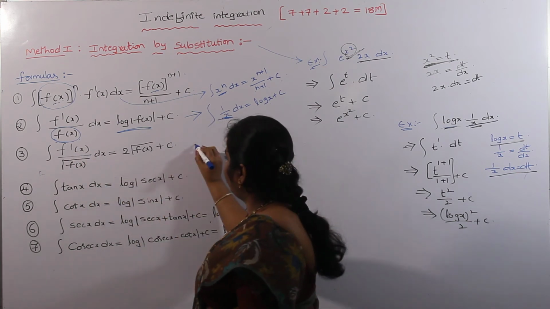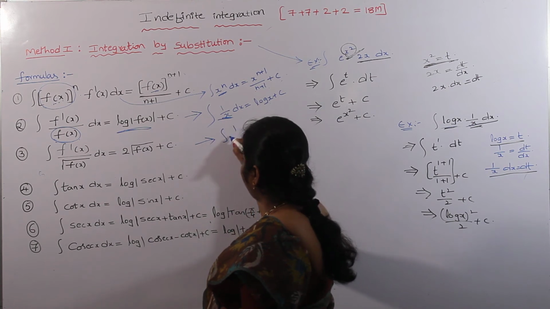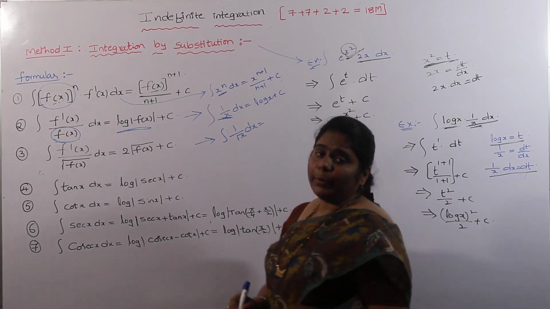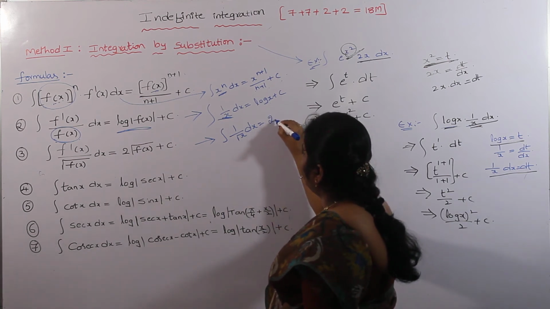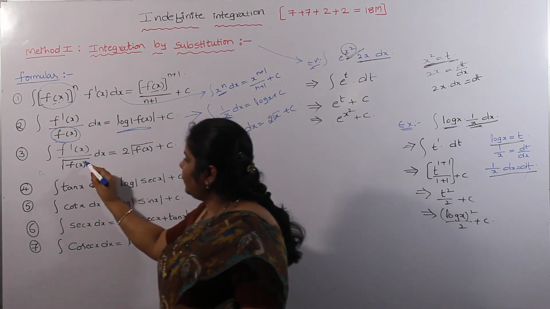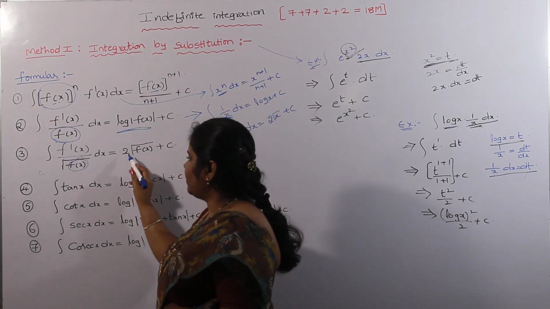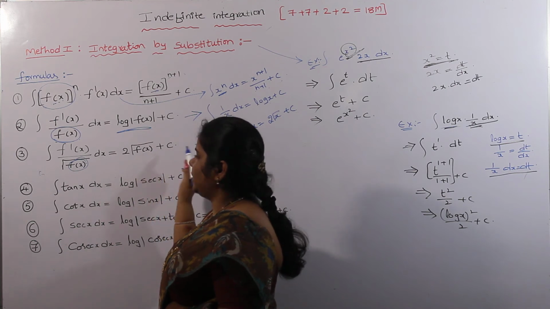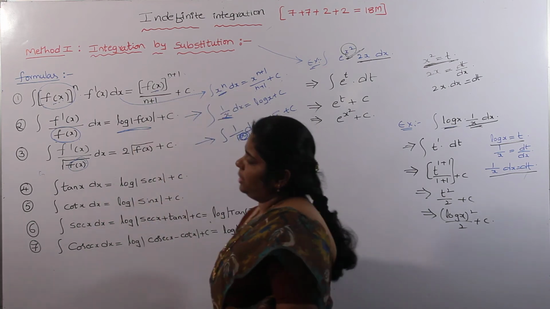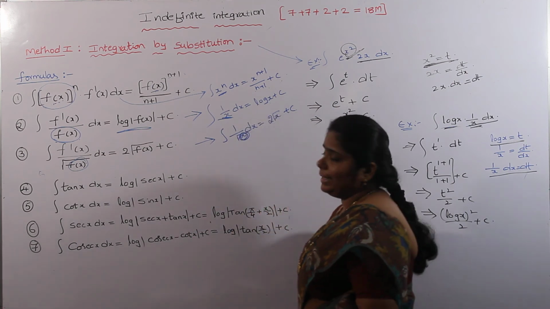This is in the form of integral of 1 by root x dx. Integral of 1 by root x, basic formula is 2 root x plus c. In place of x here we have f of x. So this formula is 2 root f of x plus c. Okay, these are the three formulas from these basic formulas. Next, integral of tan x dx.